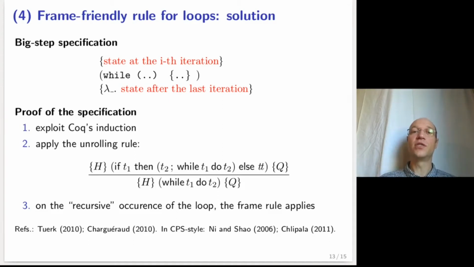This rule introduces a conditional, a sequence, and a recursive occurrence of the while loop. When reasoning about this recursive occurrence of the while loop, one may apply the frame rule to frame the parts of the list or of the tree that we are stepping over. So in the course, I describe an example illustrating this proof technique and compare it with the proof based on the loop invariant.